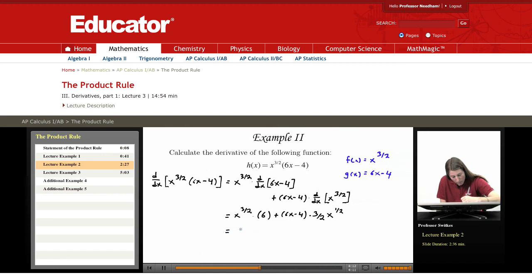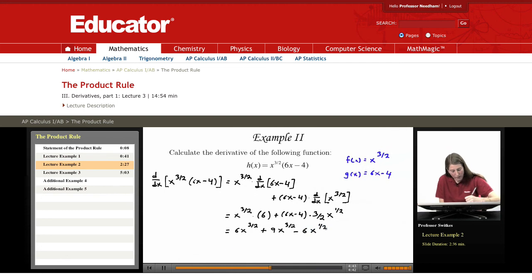Our first term is a 6x to the 3/2, and I'd like to distribute the 3x to the 1/2 into the 6x minus 4. And so 6 times 3/2 gives us a 9, and then x to the first power times x to the 1/2 gives us an x to the 3/2 power. The exponents are adding. 1 plus a half is giving us the 3/2. We subtract off from that 4 times 3/2, which is 6, times x to the 1/2.